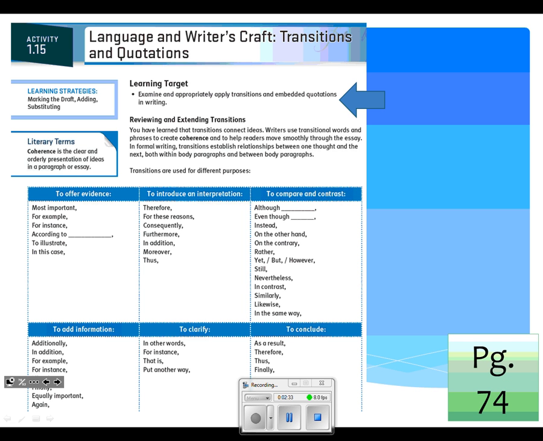So I'm sure you're pretty familiar with transitions. That's not going to be anything really new to you. However, the idea of the embedded quote, you might still be working on that. You might still be practicing that concept, so we're going to make sure to definitely hit that today.